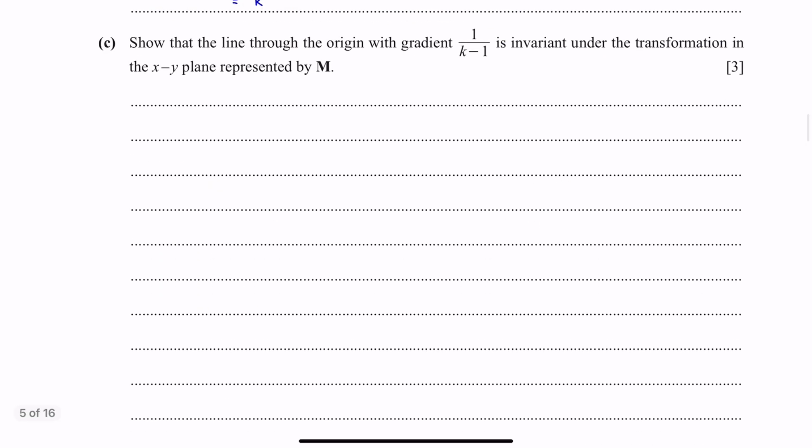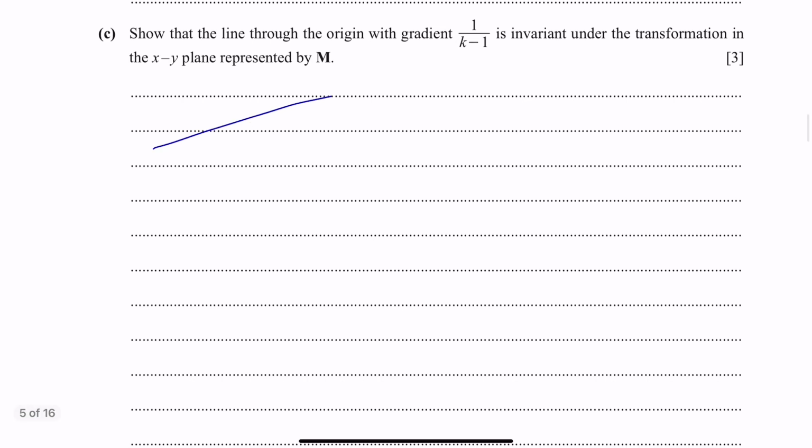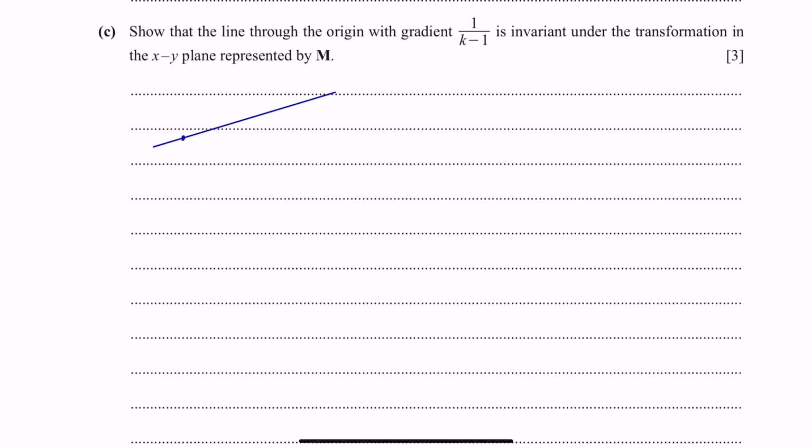For part C, we need to show that the line through the origin with gradient 1 over k minus 1 is invariant under the transformation by M. So what is an invariant line? Let's say this is an invariant line. We have our object here, let's call it O. If O is transformed by M, its image will be along this invariant line. So it can be here, here, or just anywhere on this line.